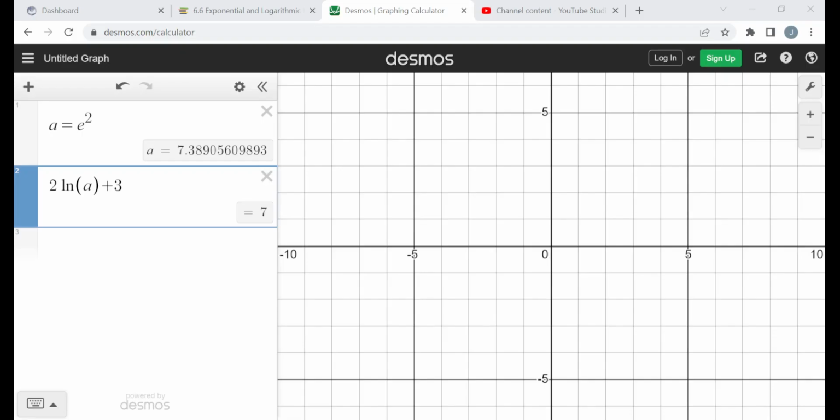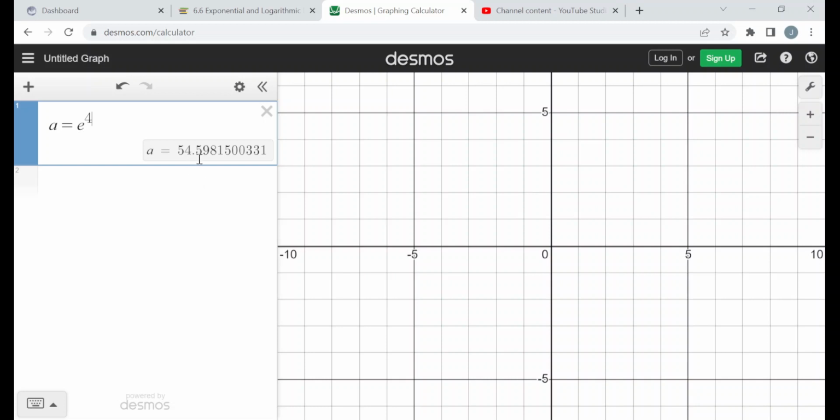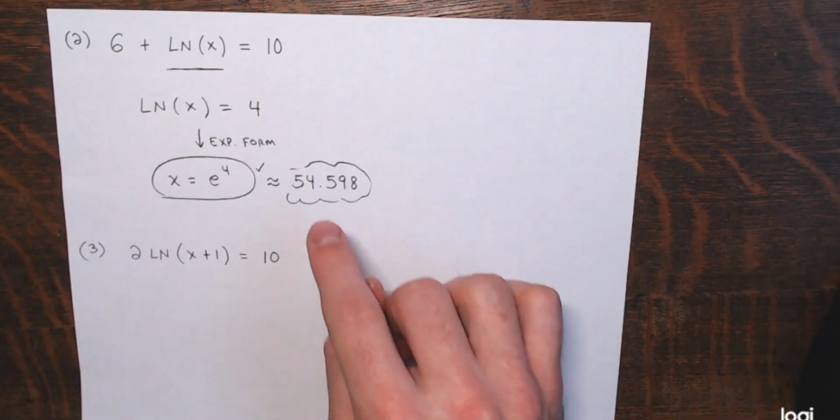If I want to get an approximate answer, I'll just go back here. What's e to the 4th power? Well, that's 54.598 if I round to the nearest thousandth. And then again, I have it called a here. So if we punch that into our equation, the left side was 6 plus the natural log of x. So 6 plus the natural log of a, you see it's equal to 10, which was the right side. You get 10 equals 10. So that totally works.